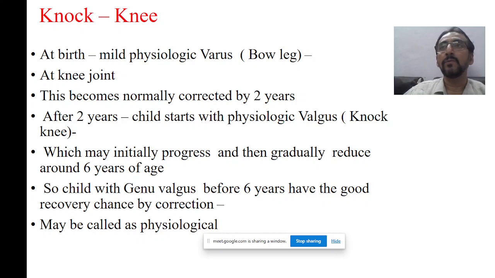At the time of birth there is bow leg which is considered to be physiological, and this bow leg is more prominent at the knee joint. But there is no need for any particular treatment for this, and this bow leg will get corrected automatically most of the time by the end of 2 years.